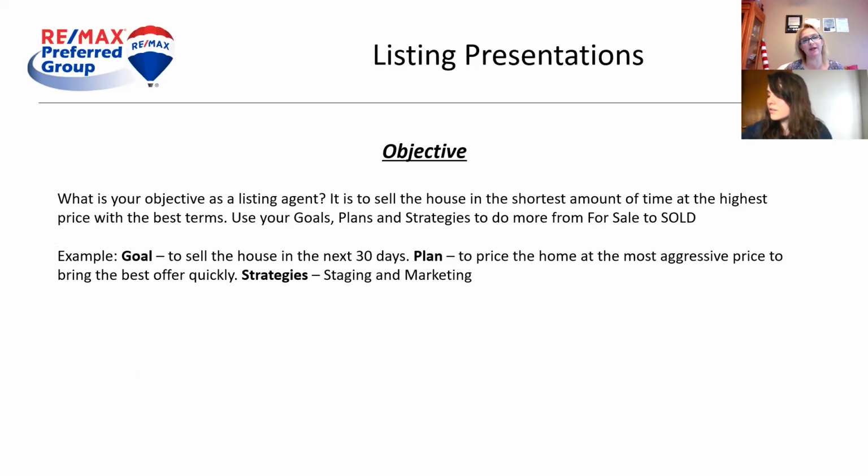So let's break that down. When it comes to objective, what is your objective as a listing agent? Well, obviously, it's to sell the house in the shortest amount of time at the highest price, and of course, with the best terms. So you want to use your goals, your plans, your strategies. That GPS we'll get more into when you're building your business. You'll hear that phrase often. What is your GPS in the business?